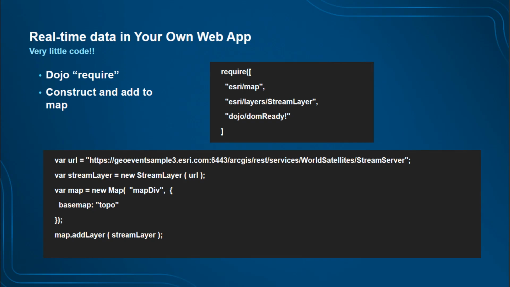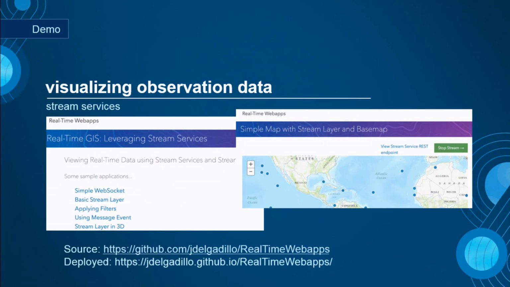So the first line is just a URL to the REST endpoint on the ArcGIS server that represents the stream service. For any of you who've ever done work with a feature service or a map service, that'll look very familiar. The only difference is at the very end it says stream server instead of map server. And then I'm going to create a JavaScript object for a stream layer, and then eventually add it as a layer to my map and my JavaScript application. So that's the basic things you need to do just to get a stream layer to show on the map.